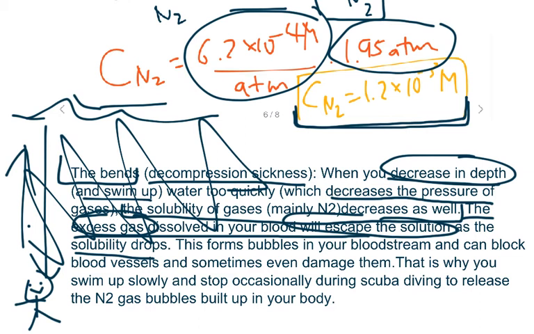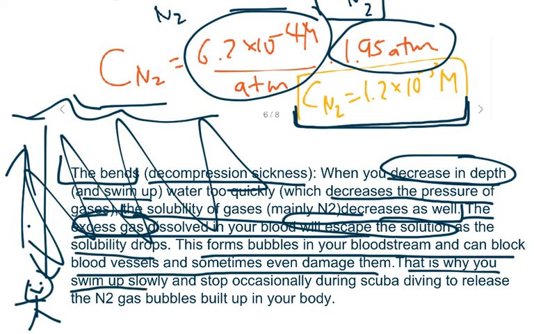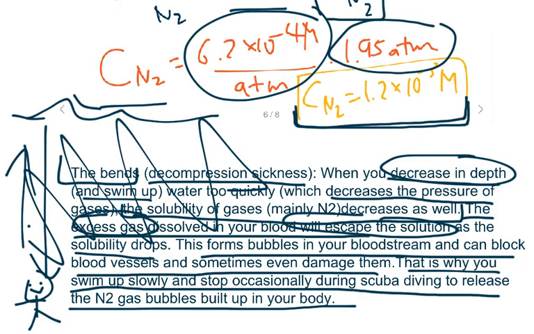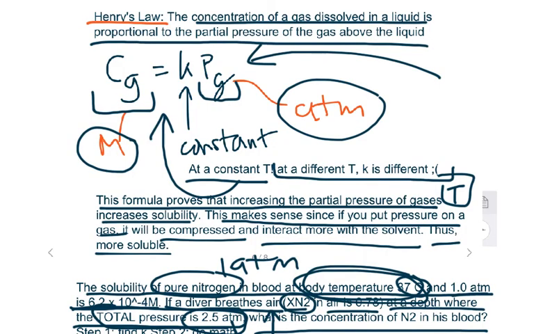As it escapes, it forms bubbles in your bloodstream, and these bubbles of N2 gas can block blood vessels and sometimes even damage them. So that's why you swim up slowly and stop occasionally during scuba diving to release the N2 gas built up in your body.